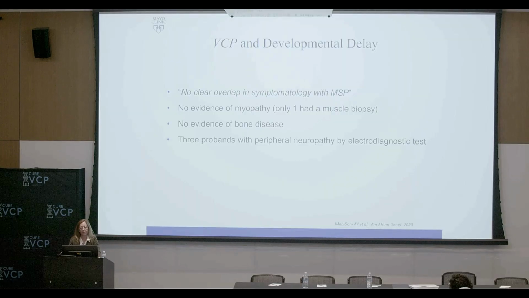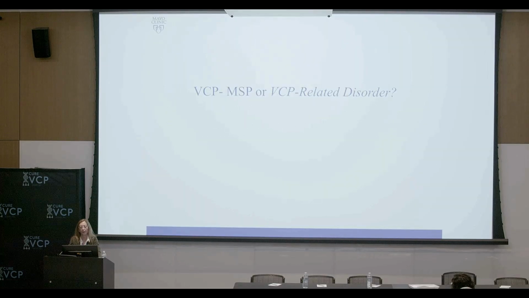There was no evidence for myopathy, but only one subject had a muscle biopsy. There was no evidence for bone disease. However, 3 subjects had peripheral neuropathy by electrodiagnostic test. So at this point, should we still keep talking about VCP multisystem proteinopathy, or should we perhaps reconsider and talk about VCP-related disorder?